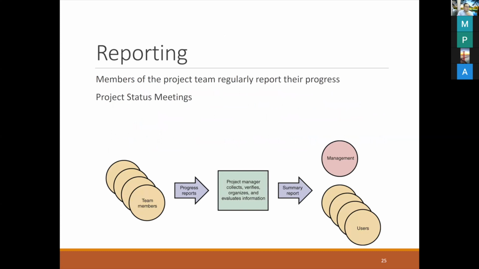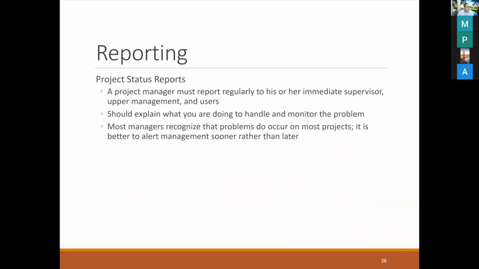When we do the report, the team members will have to prepare the progress report and send it to the project manager. The project manager will have to collect, verify, organize, and evaluate the information, and then prepare the summary report to the management and to the users. For the project status report, we report regularly to the supervisor, upper management, and users, and we should explain in the report what you are doing, handling, and monitoring regarding the problems.